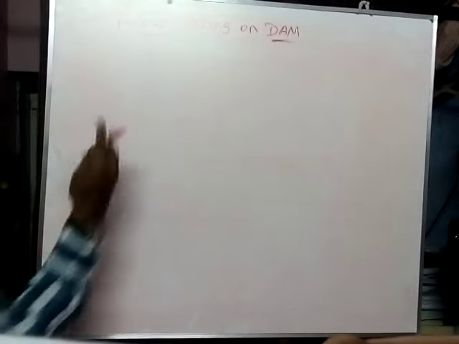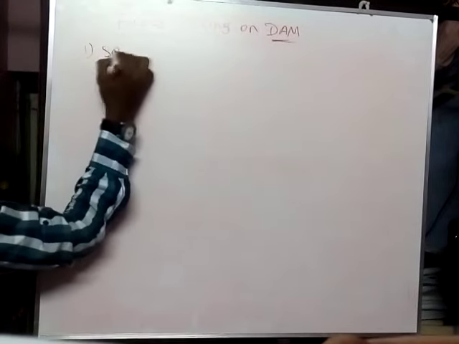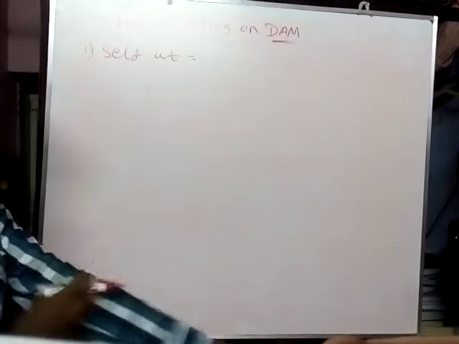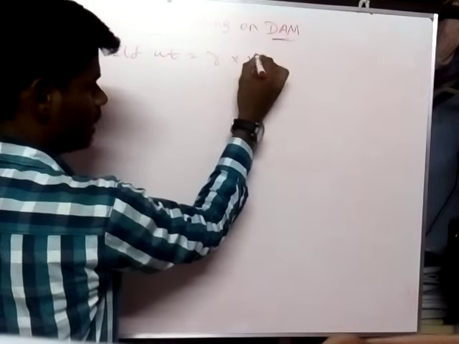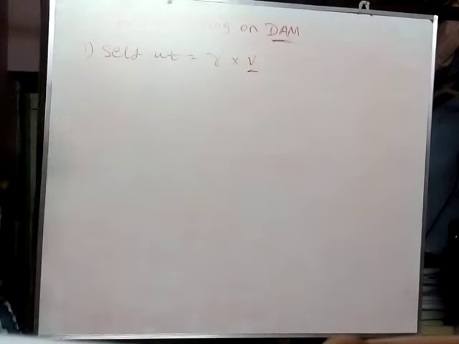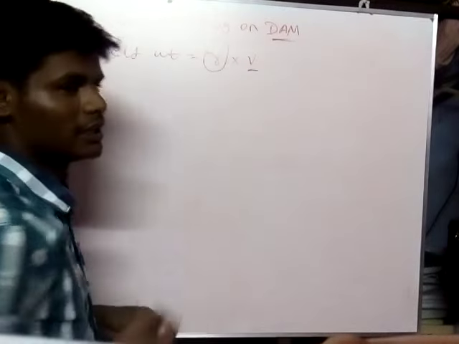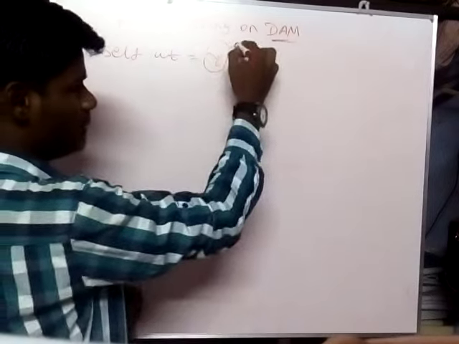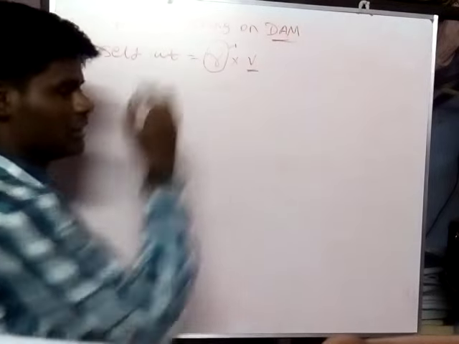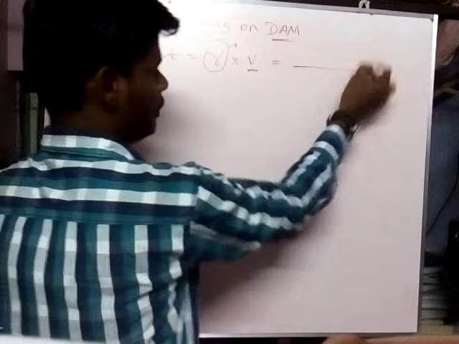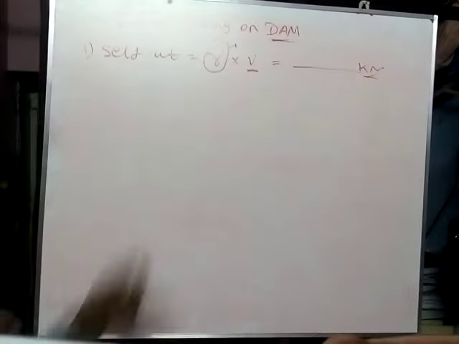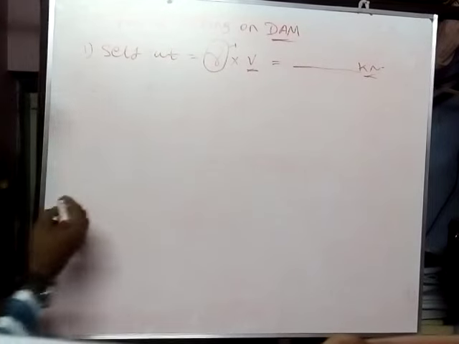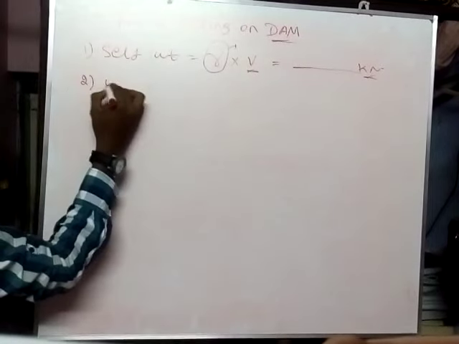Self weight. How to calculate the self weight? The self weight is the unit weight times volume. The unit weight of the dam material, dam material meaning the concrete, and the volume of the dam. So we have to take the self weight. That is acting downward.